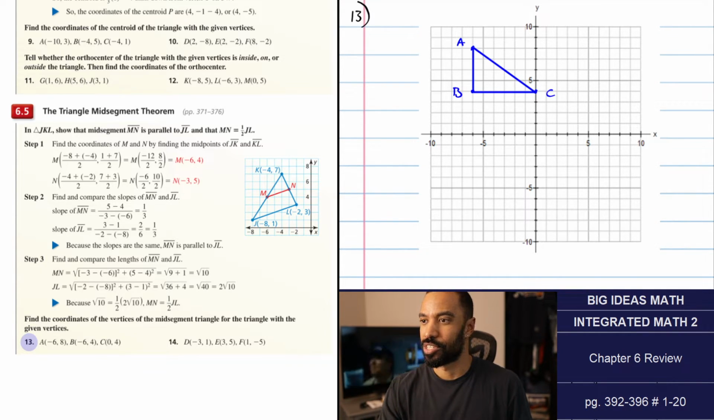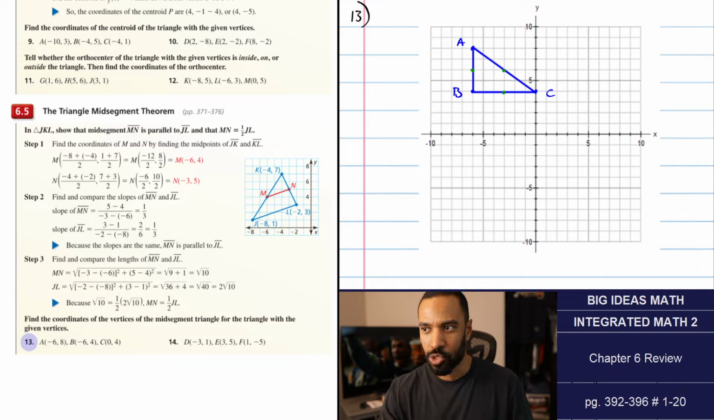Half the distance from A to B, 1, 2, 3, 4. Half of 4 is 2. Here's one of your midpoints for your midsegment. Halfway from 1, 2, 3, 4, 5, 6 is 3. There's another midpoint. And up 4 over 6, no, up 2 over 3 gets another midpoint there.